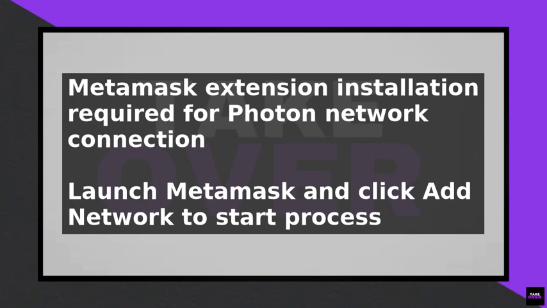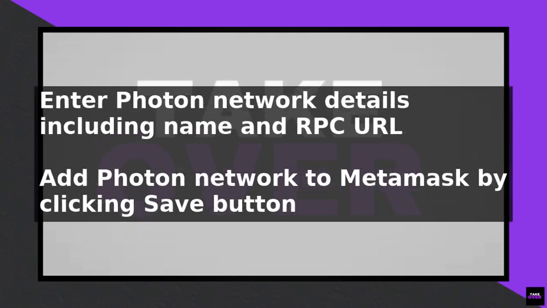First, launch the Metamask extension and click on the Add Network button. In the Add Network window, enter the Photon network details, including the network name, RPC URL, chain ID, currency symbol, and block explorer URL. The Photon network details can be found on the official Photon website or other reputable sources. After entering the network details, click the Save button to add the Photon network to Metamask.